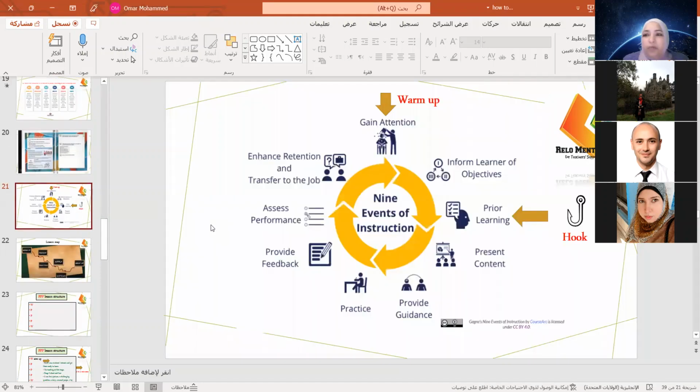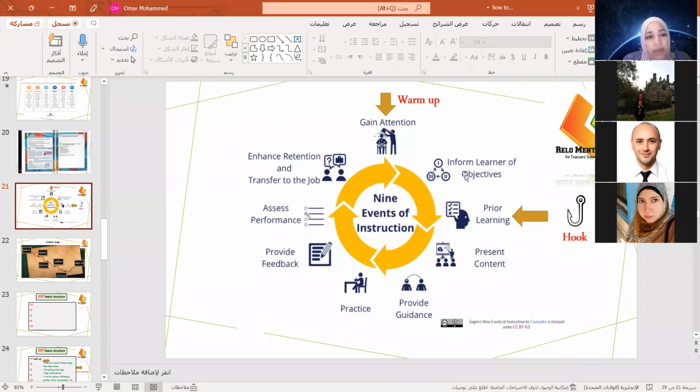The warm-up could be a picture, a strange picture, a unique picture that you show your students so that you gain their attention. It could be a song. It could be a question, a challenging question. So the warm-up is a very short activity, but it gains attention and triggers their minds. So the next step after the warm-up is to inform learners of objectives.